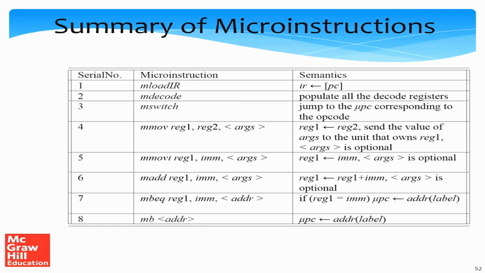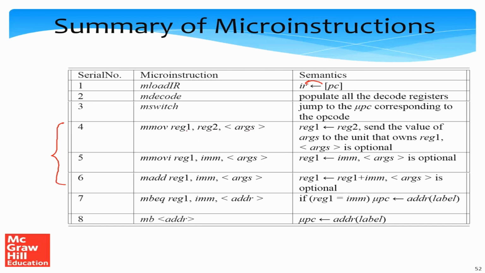We introduced the mload IR micro instruction, which takes the contents of the instruction memory addressed by the PC and puts them in IR. mdecode populates all the decode registers. mswitch will jump to the relevant microprogram counter corresponding to the opcode of the simple RISC instruction. Then we define 3 instructions which actually use the arguments, and they can have different variants with or without arguments. But let's assume that even if arguments are not there, it's still part of the same generic variant where the arguments are not there, right?